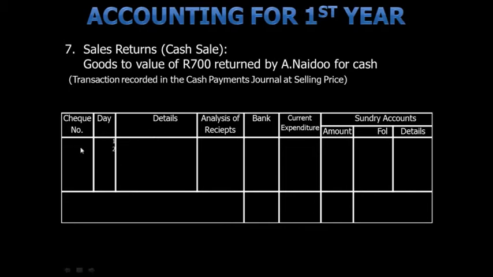So firstly, we would enter the check number, the date of the transaction, the details would then be sales return. Analysis of receipts can be ignored in this case, seeing as we are making a payment. The 700 Rand was paid from our bank account, so we will enter it into the bank column. The 700 Rand was an expense, and therefore entered into the current expenditure column as well.